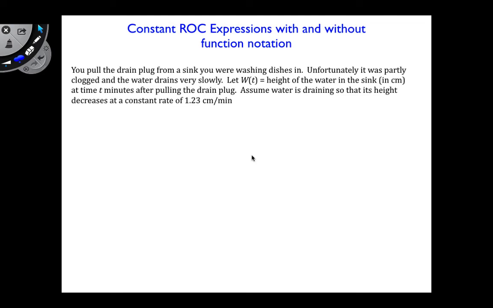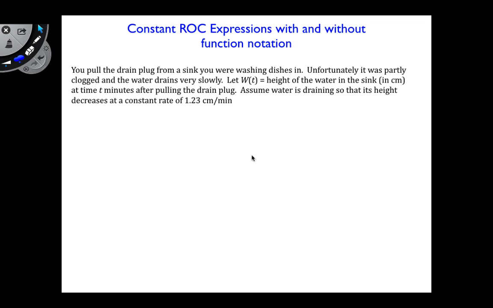So for any amount of time that passes measured in minutes, that number times 1.23 tells me the amount of change in the height. Is the height of the water going up or down? Down. So you might even want to say something like times 1.23, that's the amount that it decreases, or you could use a negative in there if you're thinking more computations. Times negative 1.23 tells me the change in the height of the sink water, measured in centimeters. But yeah, for any increment of time measured in minutes, take that number times 1.23.